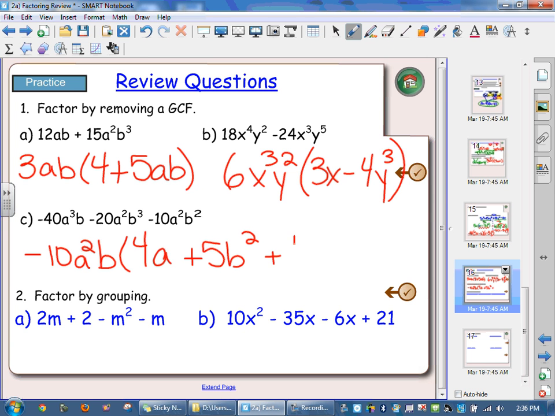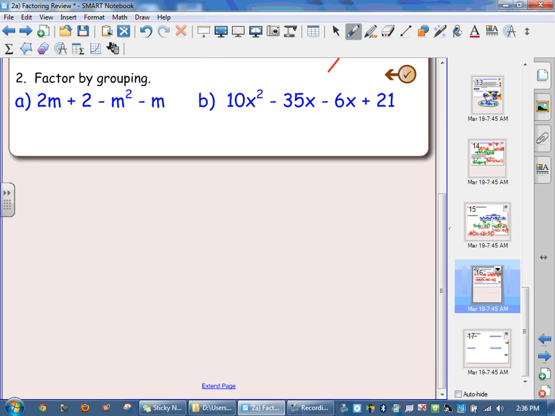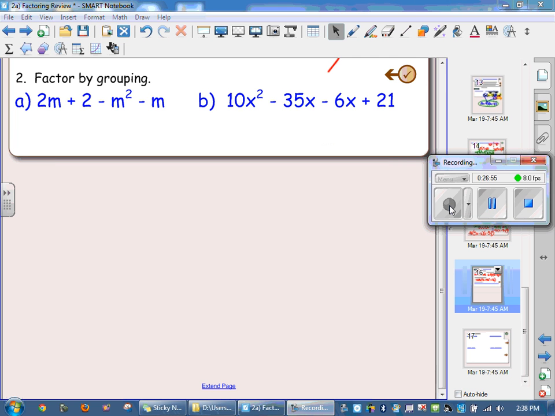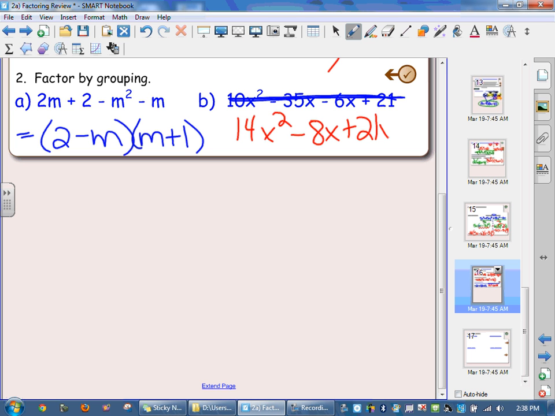If you look at the bottom of the page, this one's going to give us an answer of 2 minus m and m plus 1. B was the same question we had before, so it's actually changing. The question you're going to do for B is this one: 14x squared minus 8x plus 21x minus 12. The answer to that is 2x plus 3, 7x minus 4. Last 4 questions.